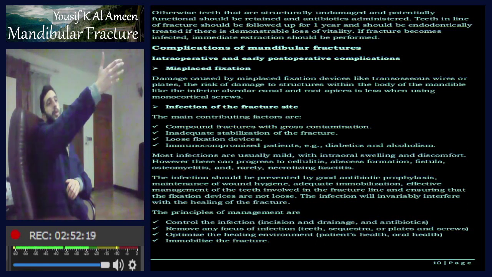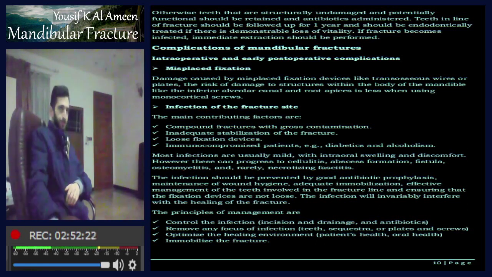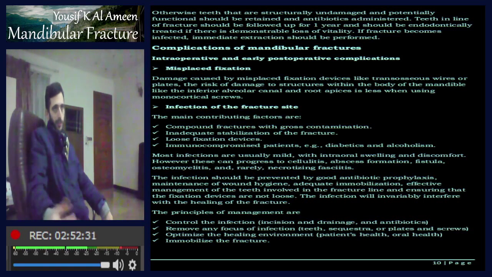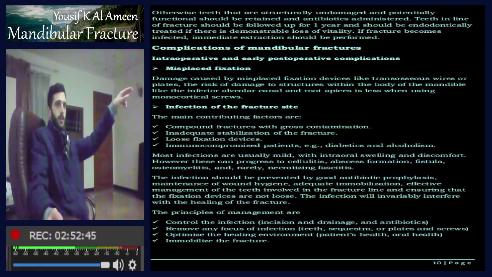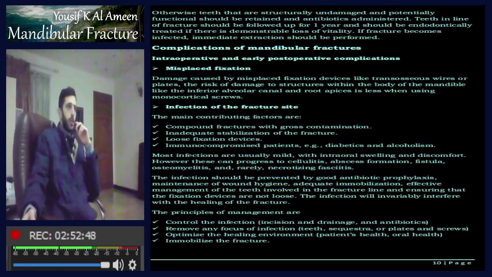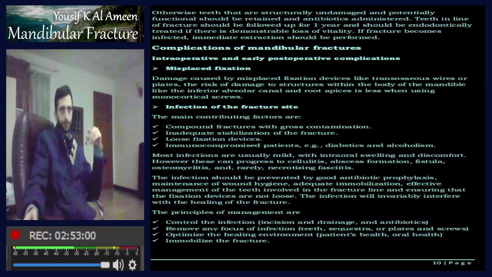Let's talk about the complications of mandibular fracture. Intraoperative and early postoperative complications include misplaced fixation and infection of the fracture site. Starting with misplaced fixation. Damage caused by the misplaced fixation device, the transosseous wires or plates. The risk of damage to the structures within the body of the mandible, like the inferior alveolar canal and root apices, is less when using monocortical screws.